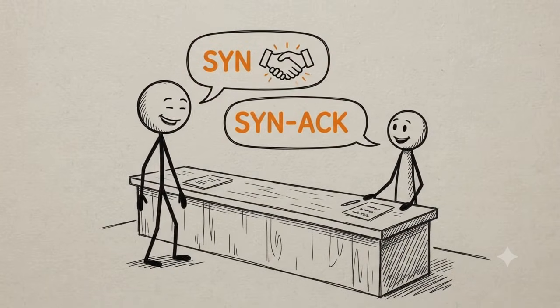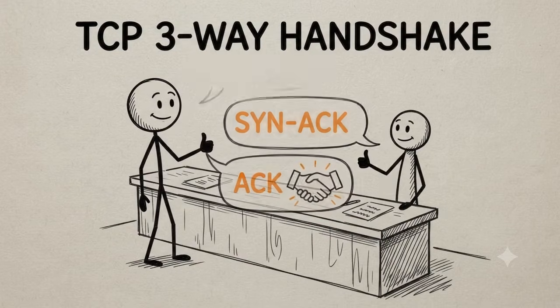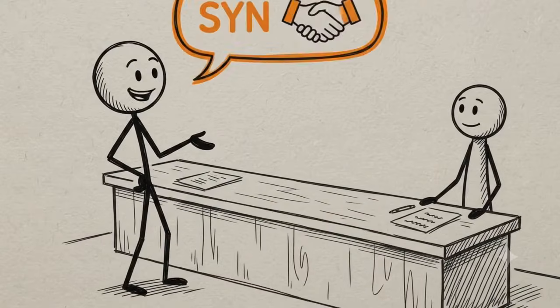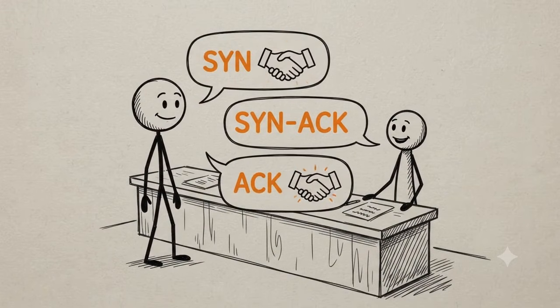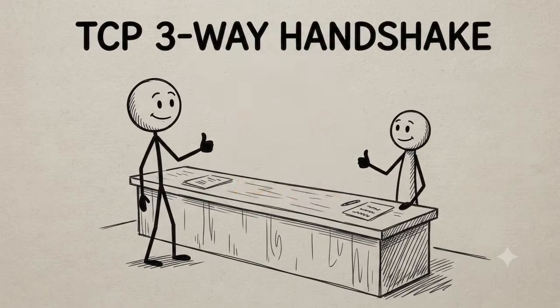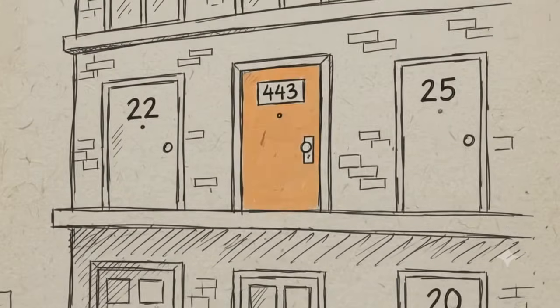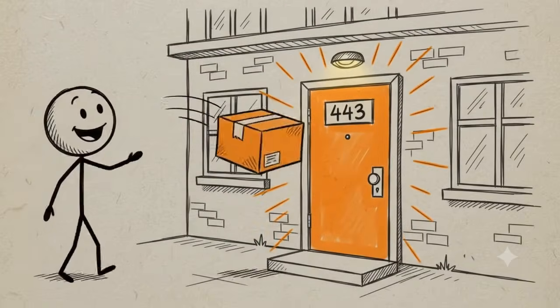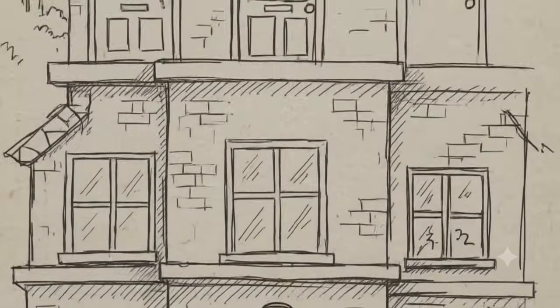Before any web data flows, TCP sets up a reliable connection with a 3-way handshake. SYN, SYN-ACK, ACK. Think of a quick phone call. Can you hear me? Yes. Can you? Yes. Then you talk. Port numbers make sure the data reaches the right service. Web traffic uses port 80 for HTTP and 443 for HTTPS.